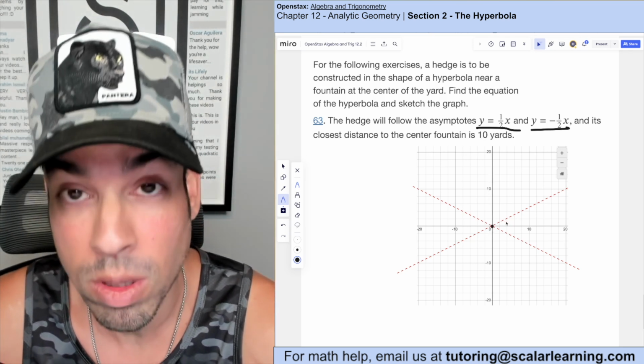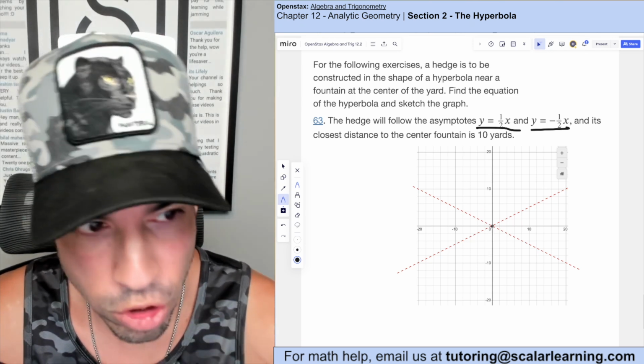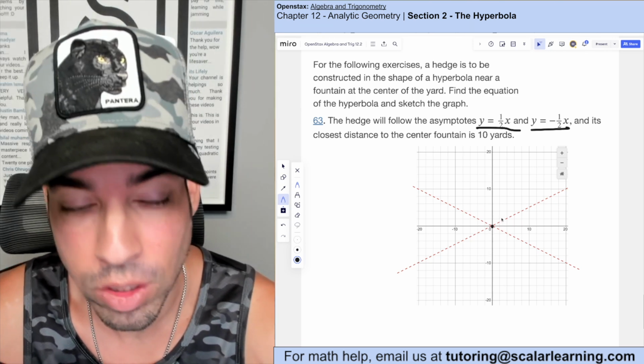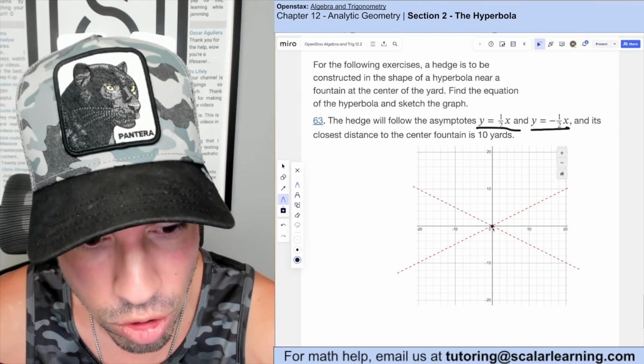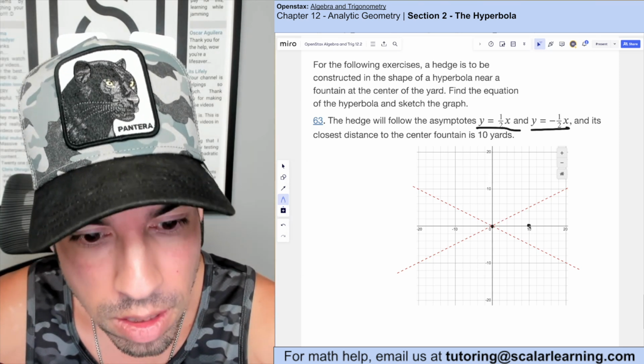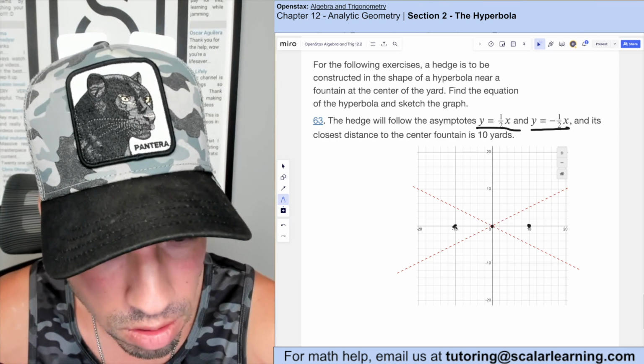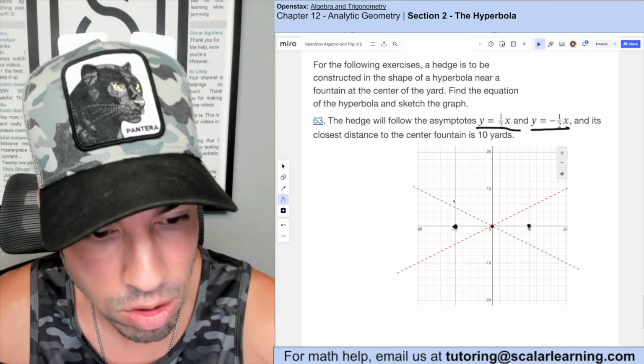And if we're going to go left and right, in this example, which is kind of an arbitrary decision, that's how they do it in the back of the book. So I'm going to follow that same suit. So 10 yards away, there's a vertex and there's a vertex. Okay, now let's start to piece together this equation.